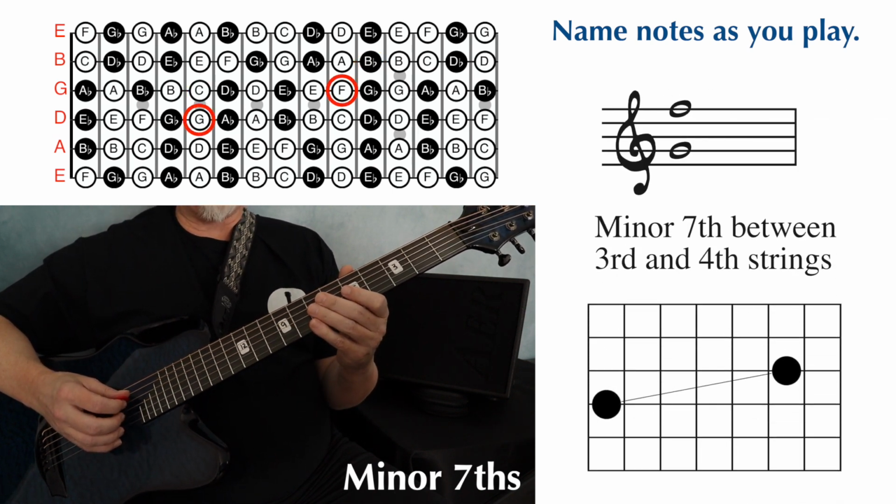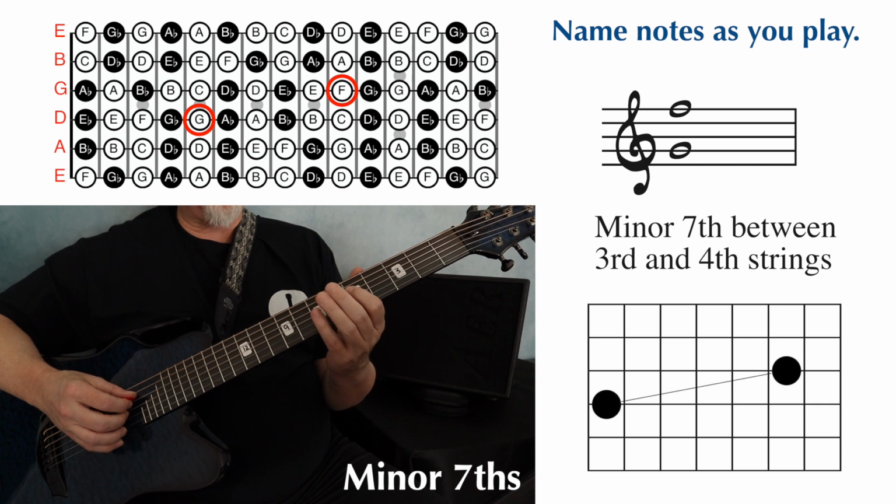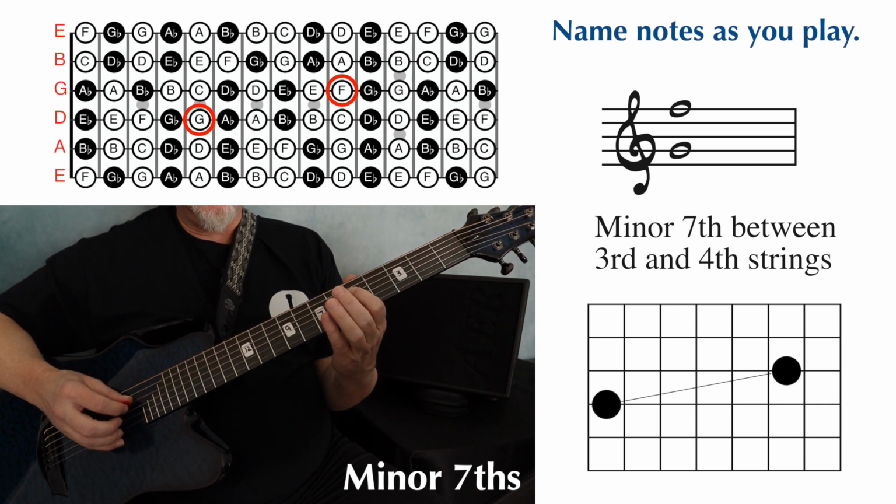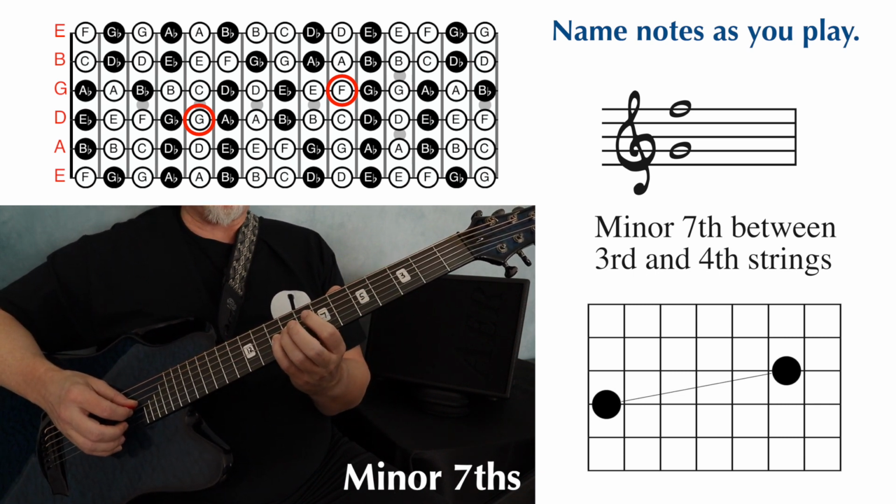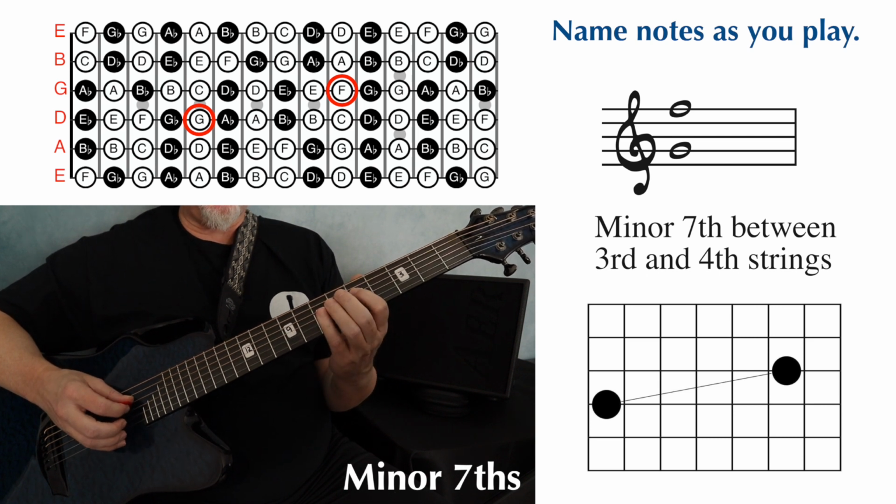Minor 7th between strings 3 and 4 is 5 frets away. So here's a G. Minor 7th above a G is an F. G, F.